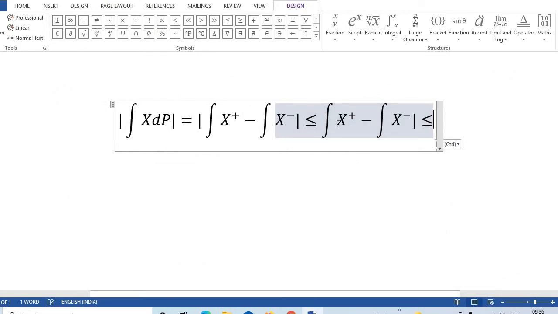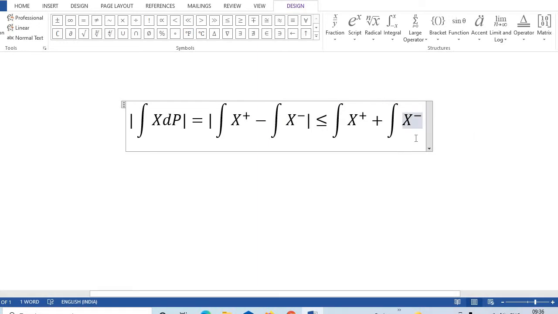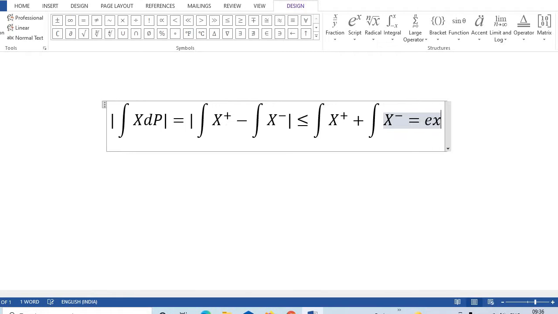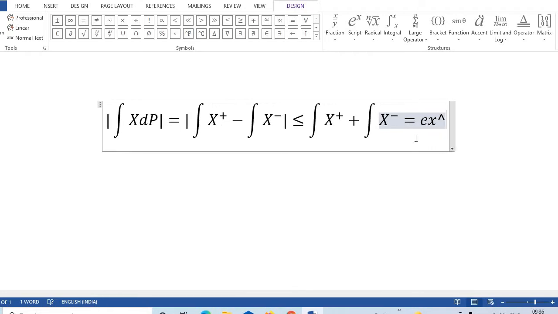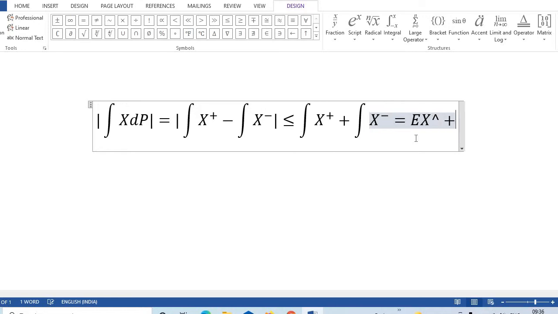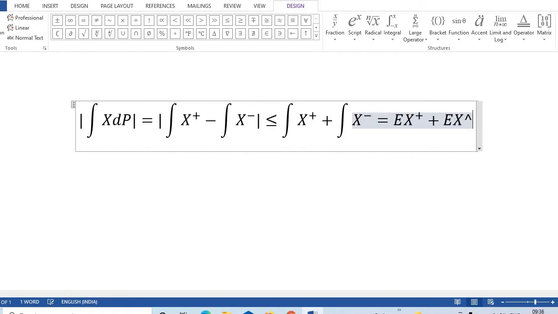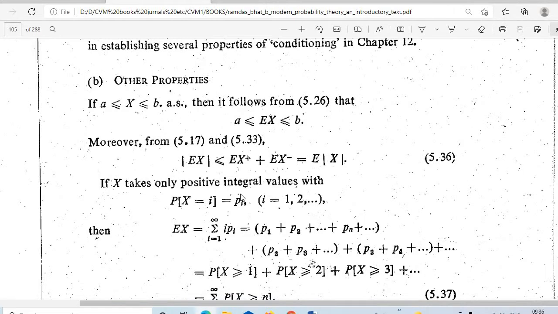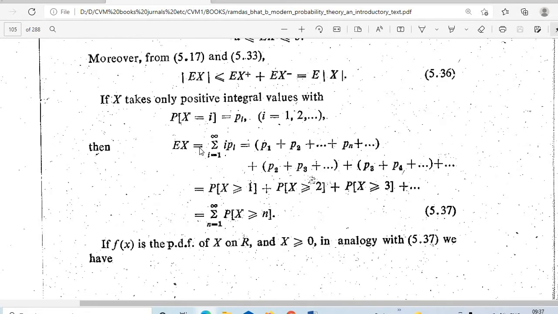X plus is positive, so integral x is also positive. So this is equal to expectation of result here. Now we have this result.